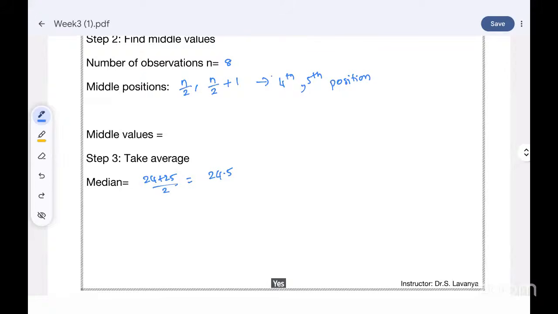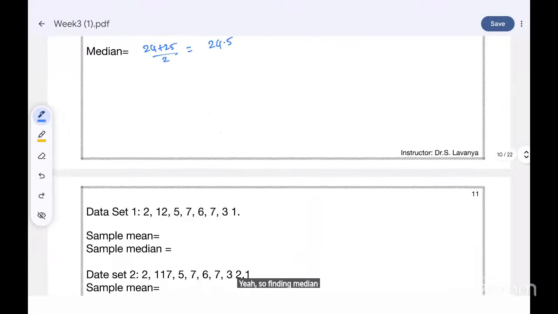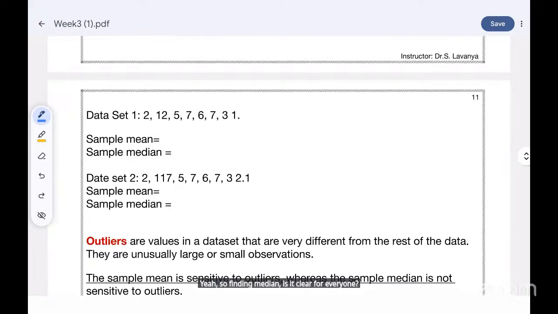Yes, in this case. Okay. So finding the median, is it clear for everyone? Can you try this data set? Can you all take your calculator? Calculate sample mean and median for both these data sets.